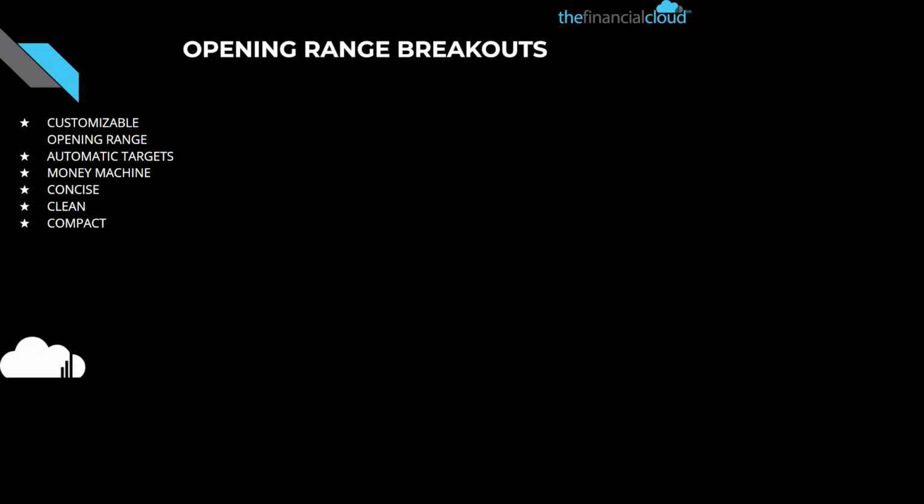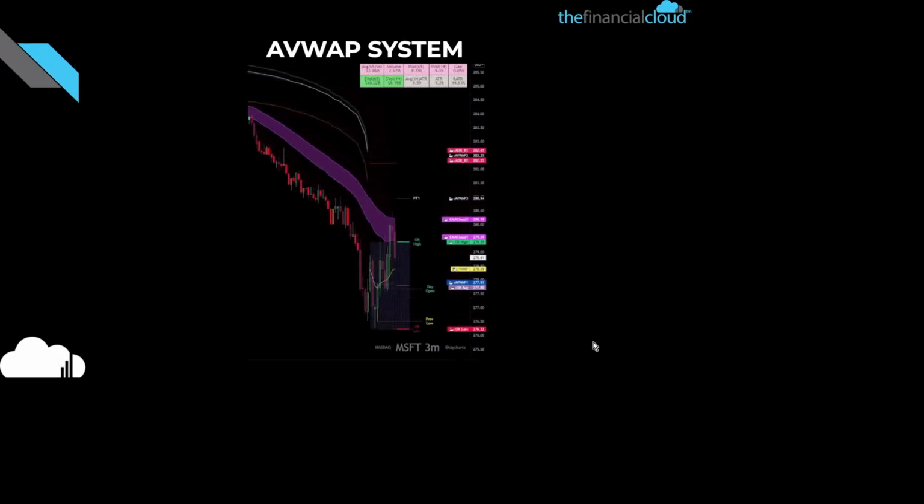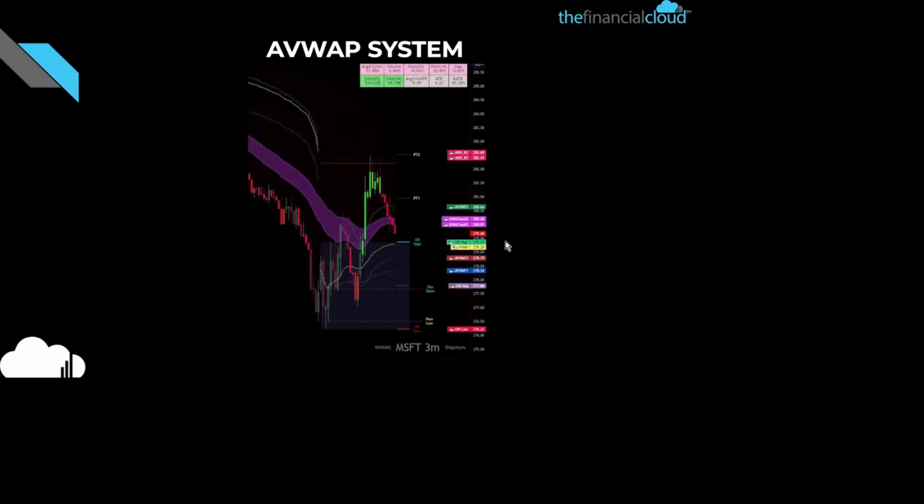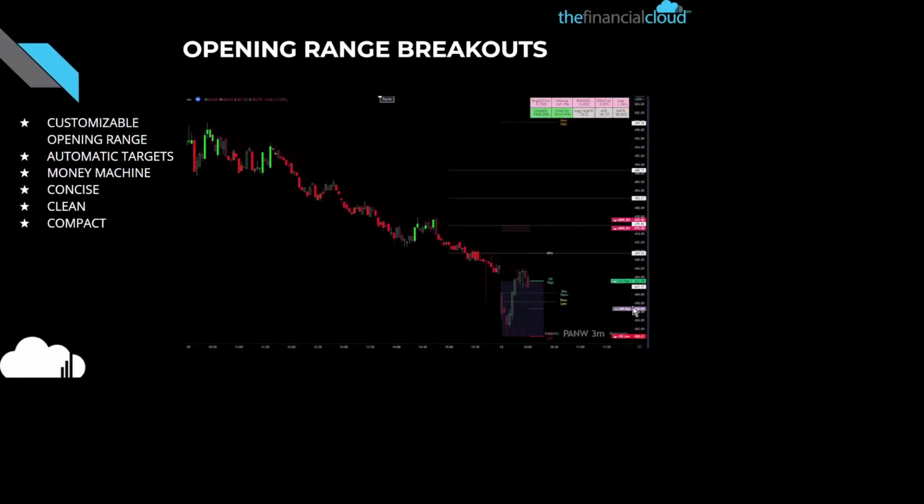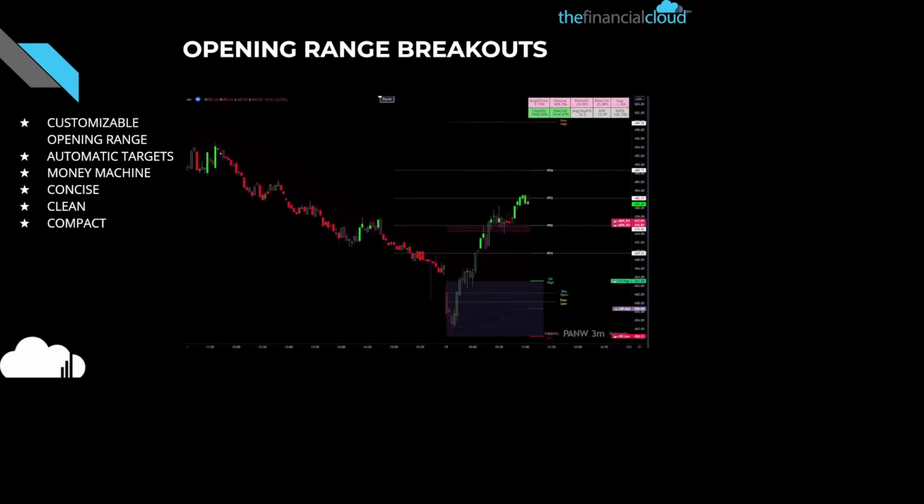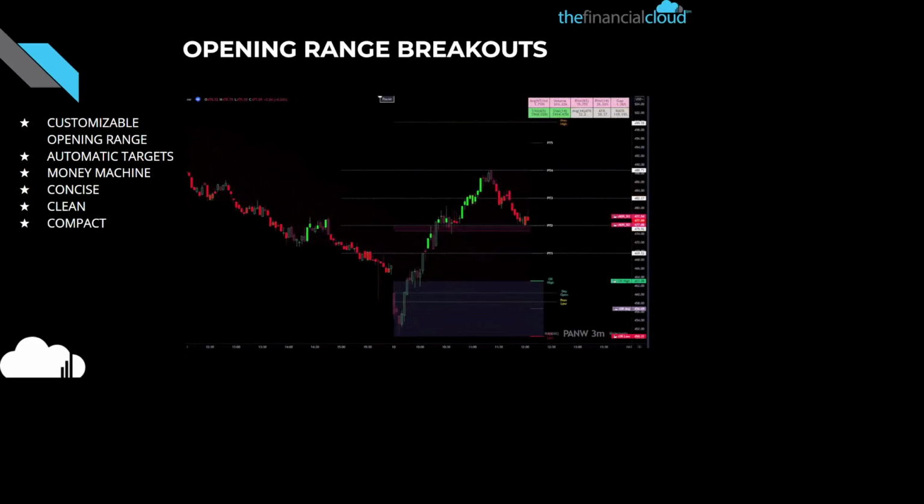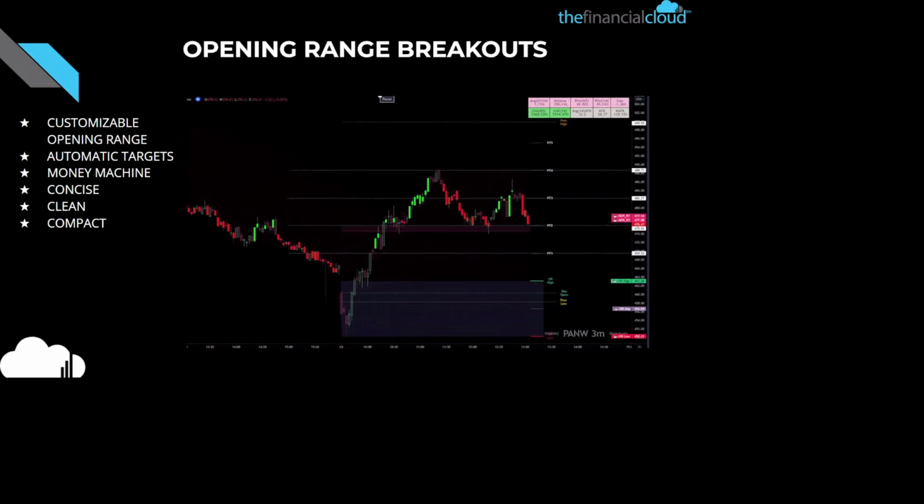Now we can go a little bit more in depth with our opening range breakouts. And we will let this GIF load a little bit. There we go. So, as you can see here, price moving along.